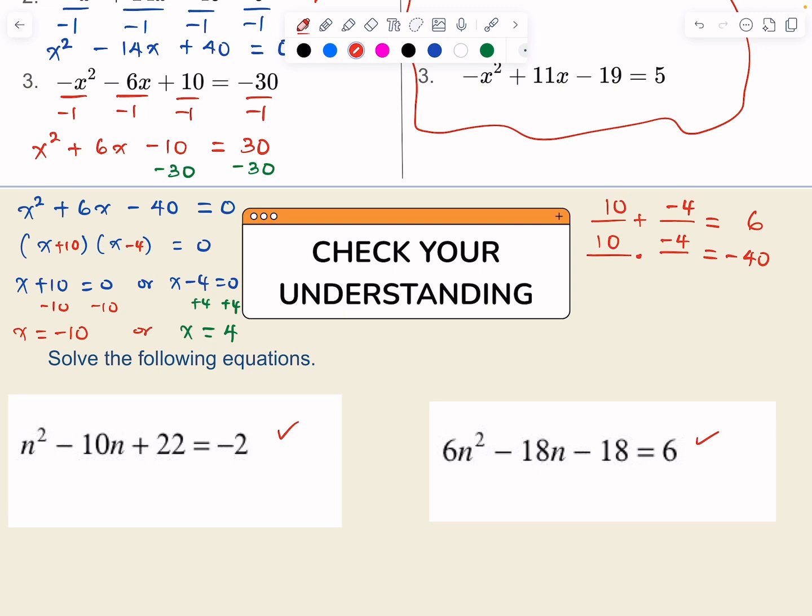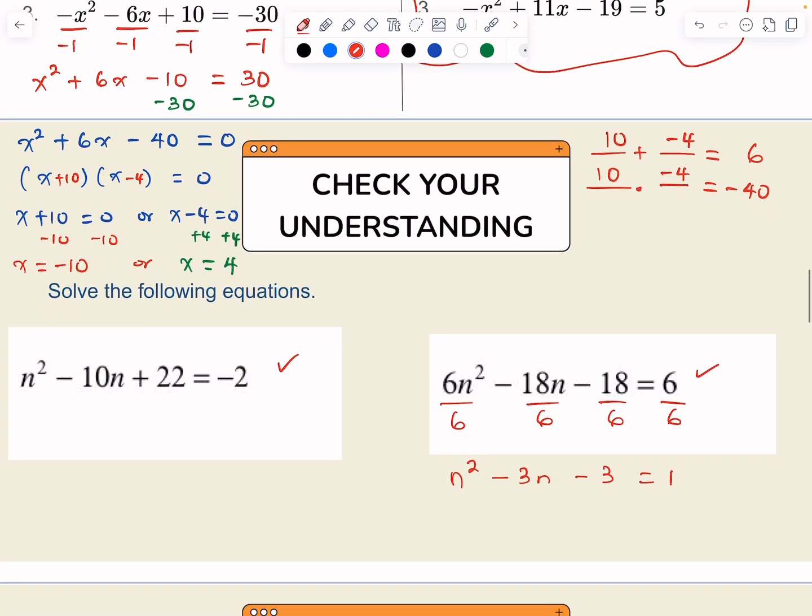So let me help you out a little bit on this question. So notice on this one, you do not have 1, you have 6. So how can I make that 1? They are multiplying, so I have to divide both sides by 6. So first thing I want you to do, divide everything by 6. So if you do that, you have your n squared minus 3n minus 3 is equal to 1.